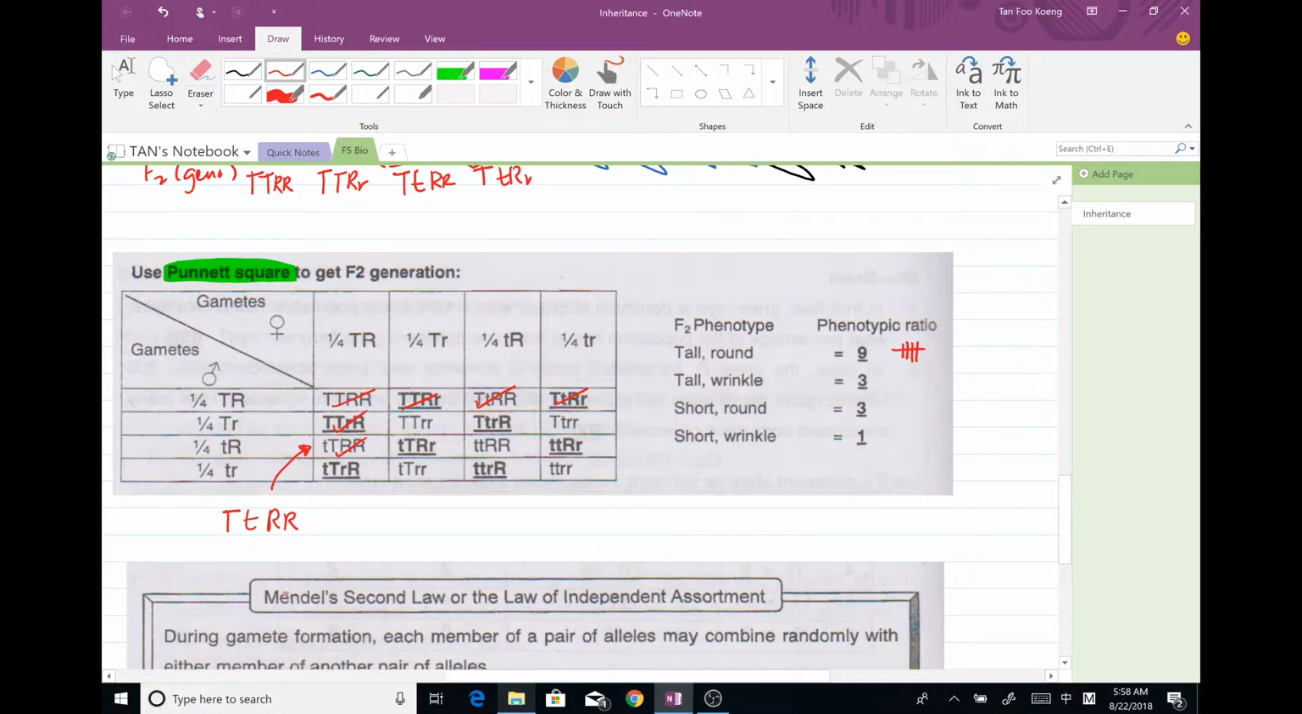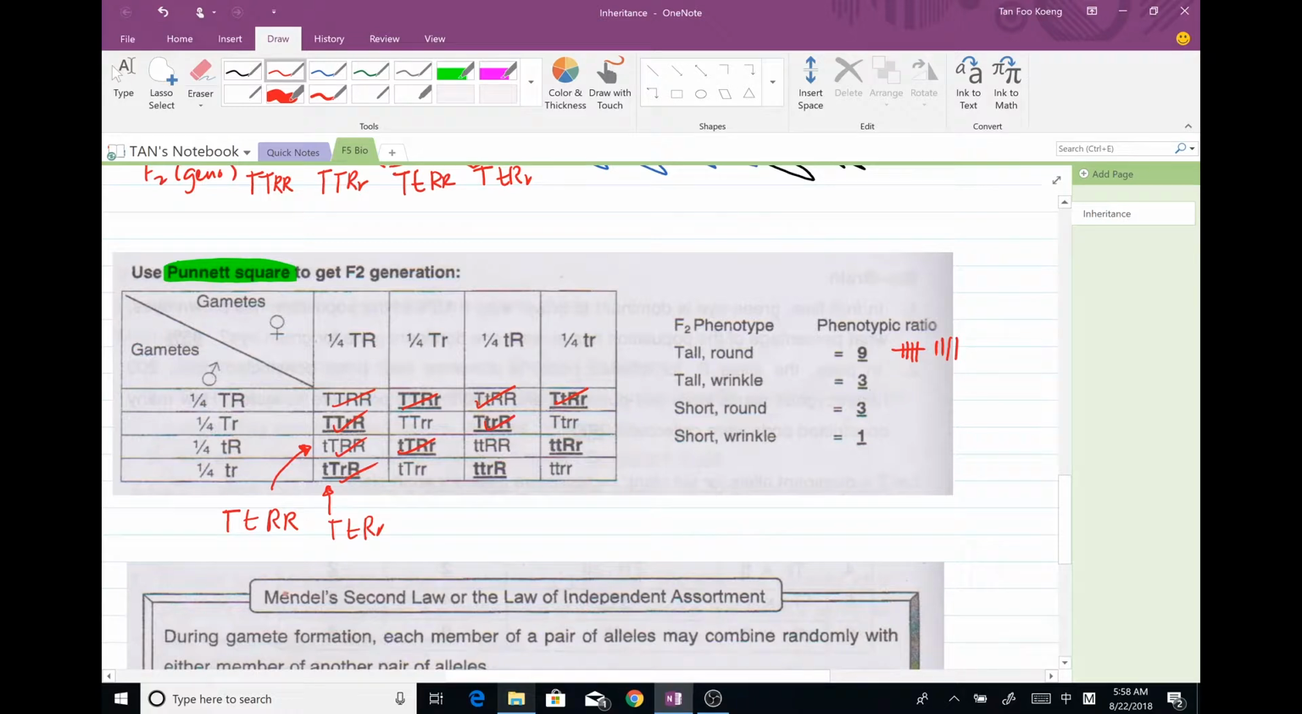So this is again tall and round. This is also tall and round, and we have also tall and round here. Now let me repeat again. It should be written this way: tall and round, tall and round. So basically I have 9 out of 16 of them to be tall and round seed.